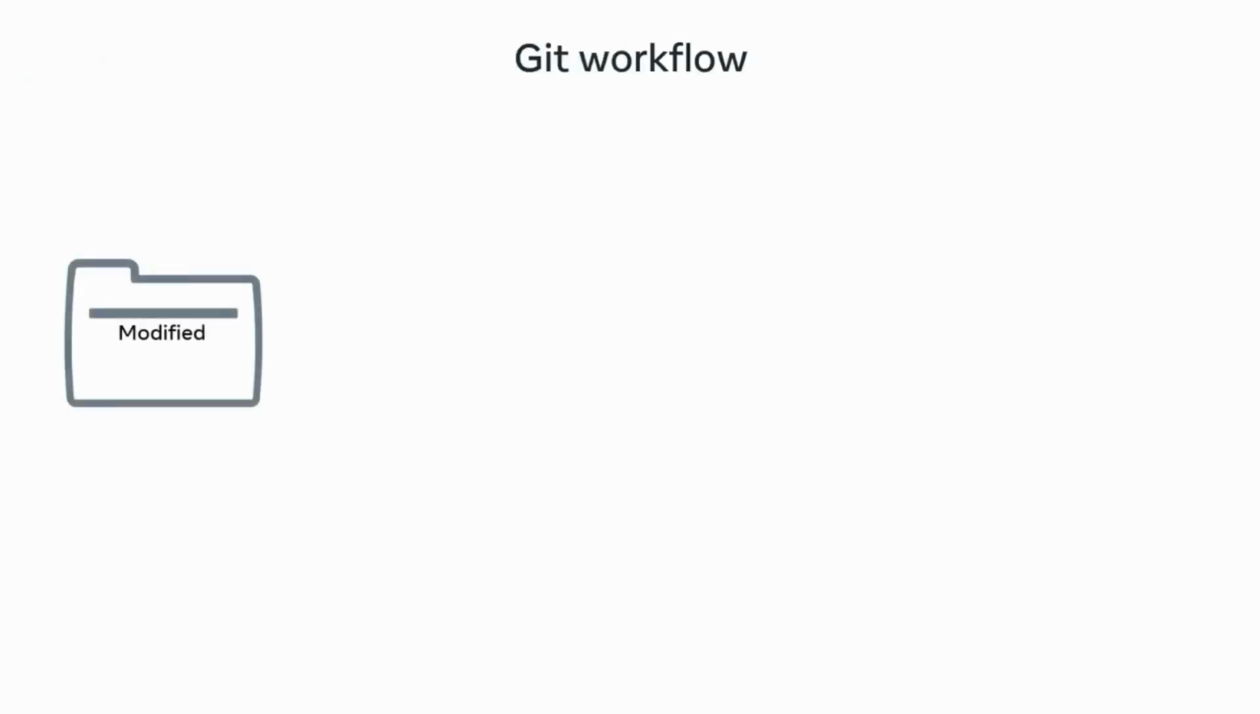Let's start with the first state. Adding, removing, and updating any file inside the repository is considered a modified state. Git knows the file has changed, but does not track it. This is where the staging state comes in. Let's turn to it now.